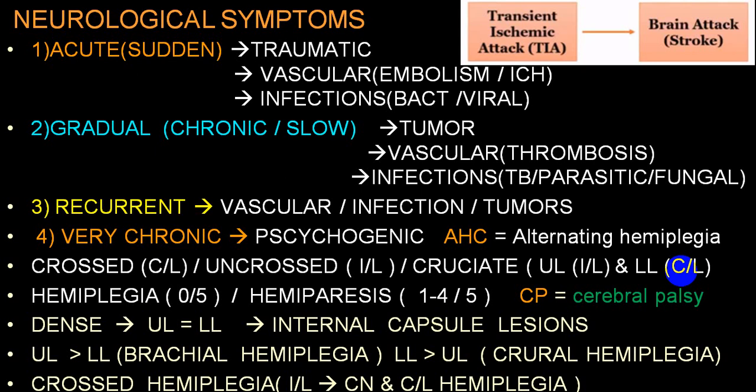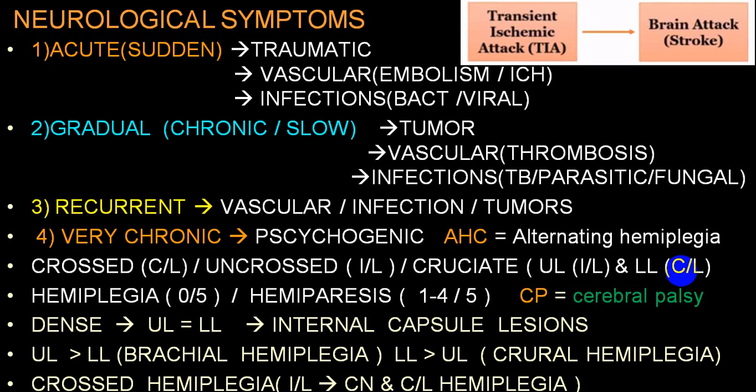Lower limb, if it is more involved, it will be a midline lesion or damage to the anterior cerebral artery, which supplies the medial surface of the cerebral cortex, involving the lower limb more as compared to the upper limb. Then we label that as a crural hemiplegia. And if there is damage in the middle cerebral artery territory, the upper limb will be more involved as compared to the lower limb. Then we use the word brachial hemiplegia.